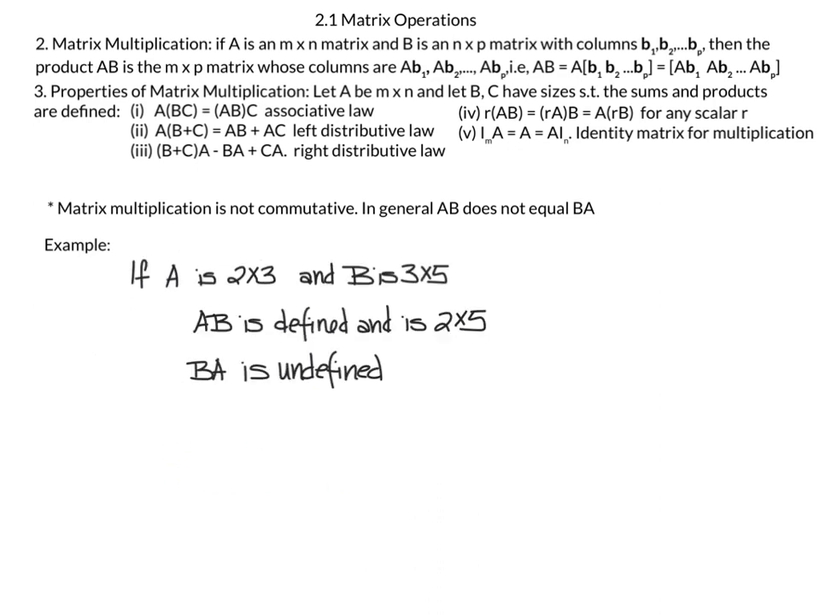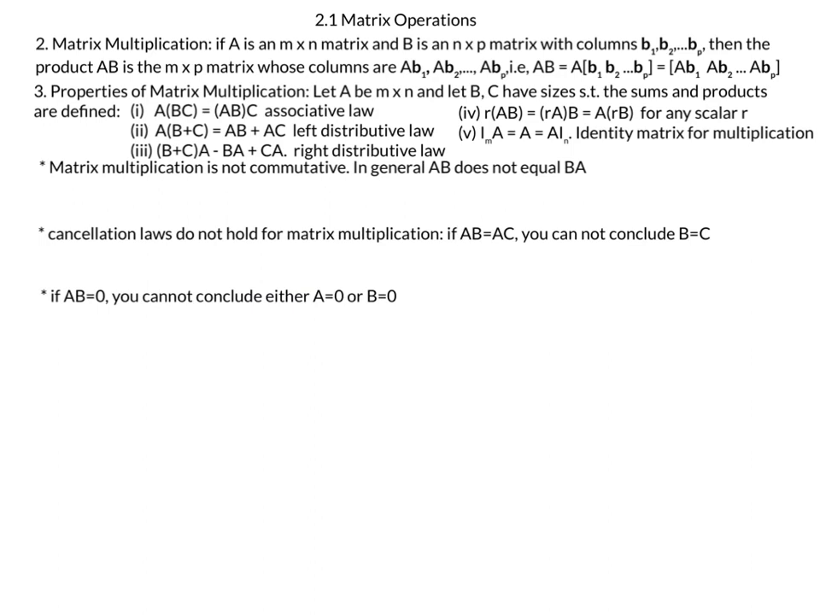And in fact, if A is 2 by 3 and B is 3 by 5, then for AB, these two match, and we can do the multiplication. We're expecting a 2 by 5 matrix. So AB is defined and is a 2 by 5, whereas B times A, now my 5 does not match my 2. So B times A is undefined. So not only is AB not equal to BA, BA is not even defined where AB is defined.